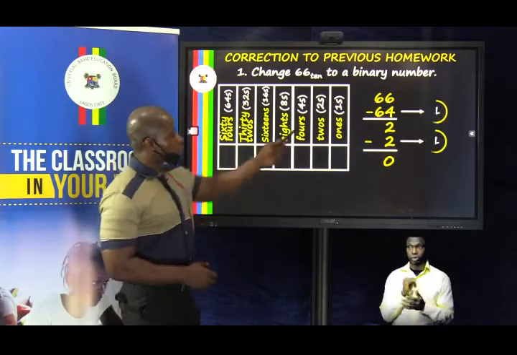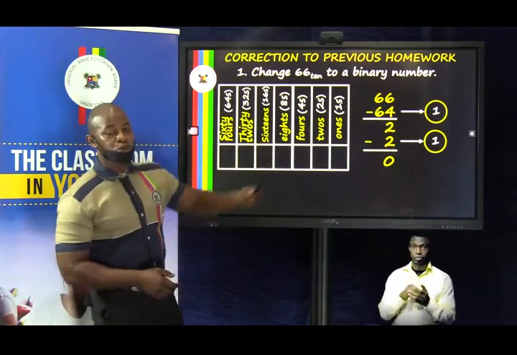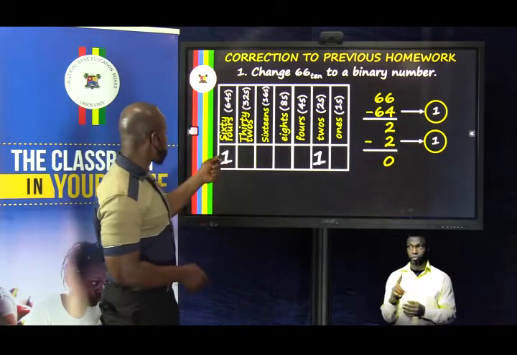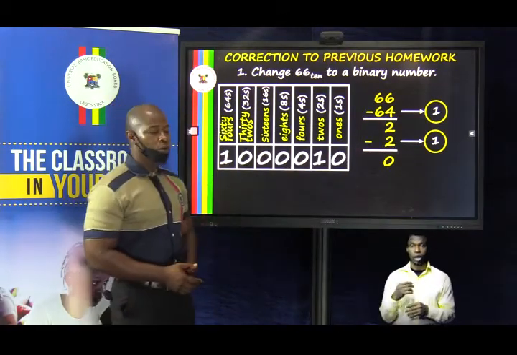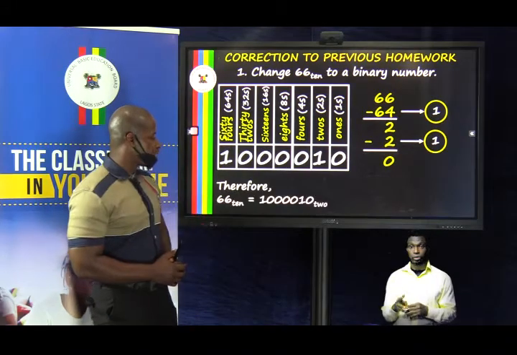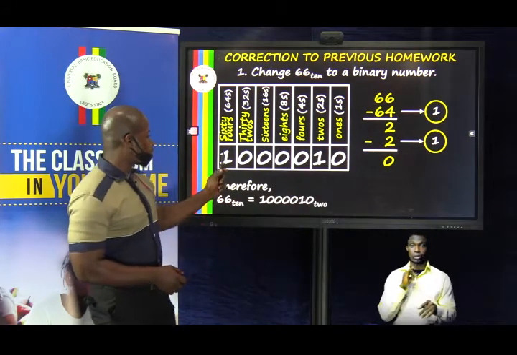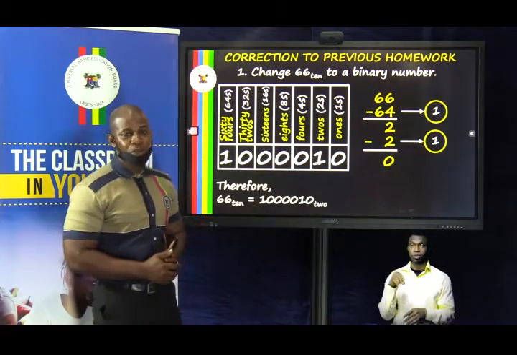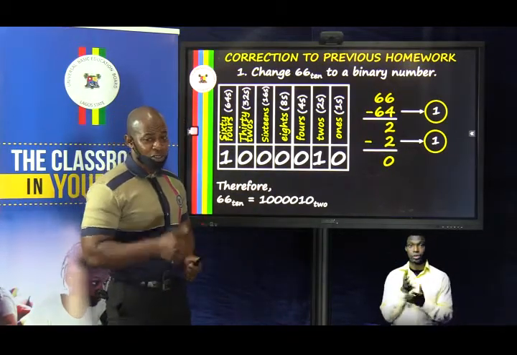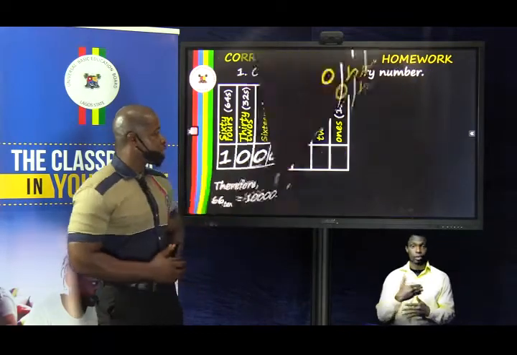We were able to subtract 64, and then we were able to subtract 2. So put 1 under 64 and 1 under 2, and every other space will be filled with 0. And so 66 base 10 is the same as 1000010 in base 2. Did you get it right? Good job. Let's check out the next one.